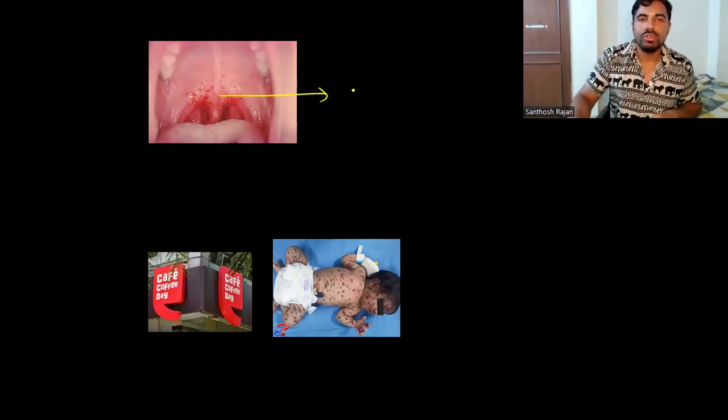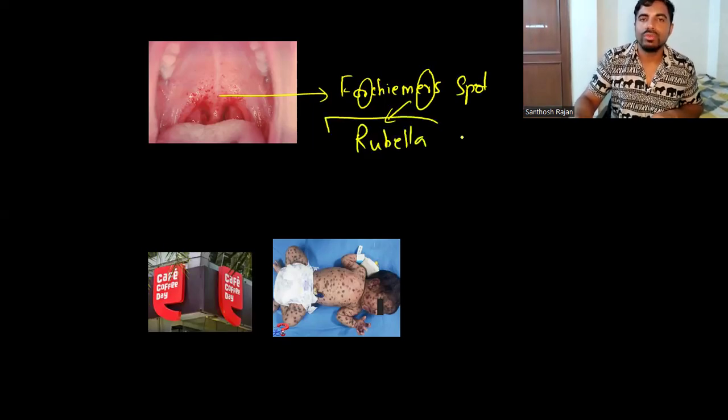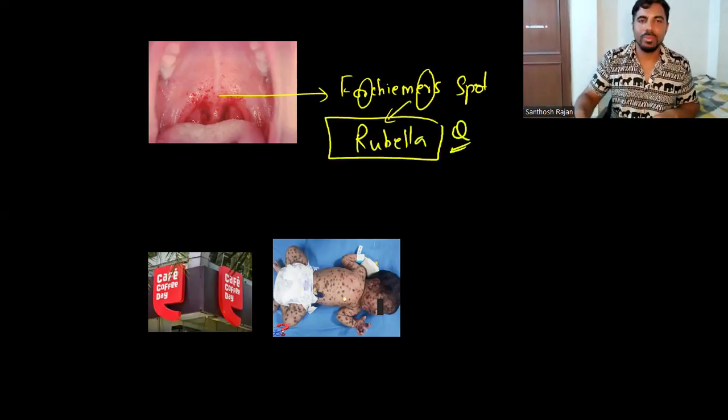This is basically Forchheimer spot. When you see Forchheimer, there's R. So here also one R is there. R for rubella. Okay, rubella. So Forchheimer spot is for rubella. That question can come. You see blueberry, this is congenital rubella syndrome.